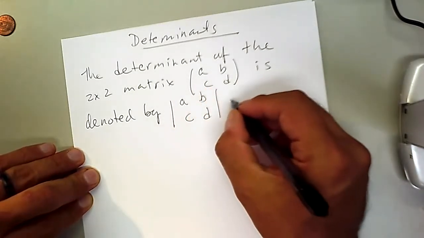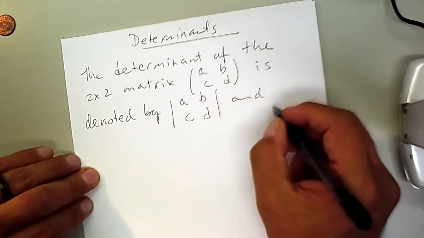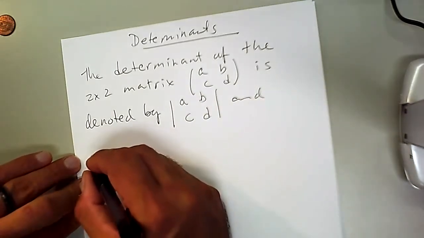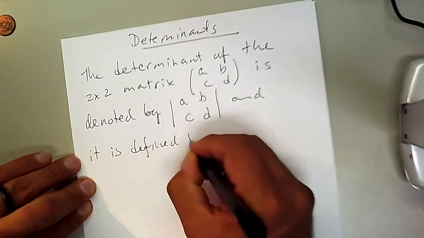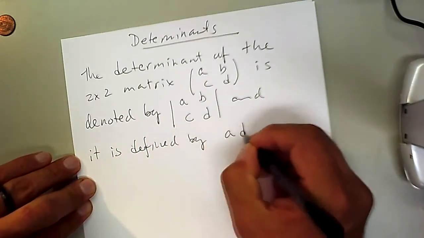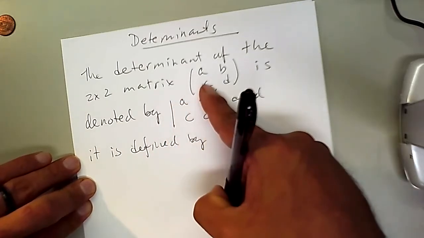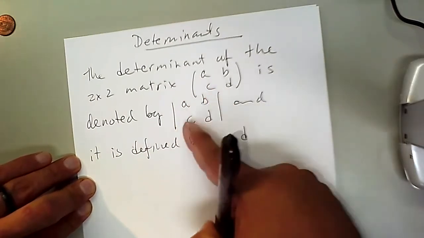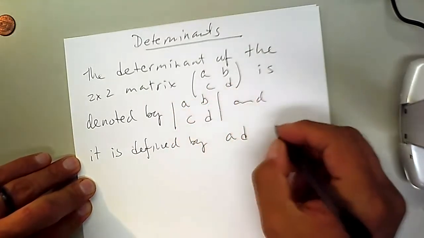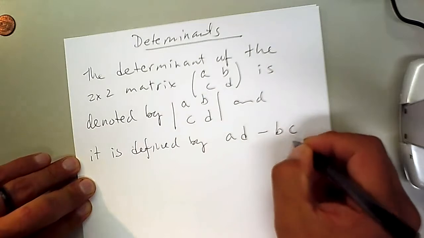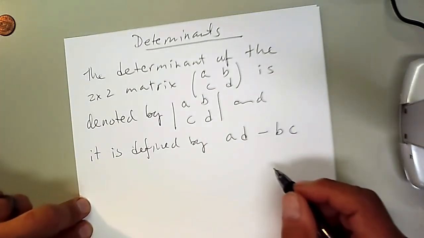And its value is defined by AD. So multiply the diagonal, this is called the main diagonal, and subtract the other diagonal, the product of the elements in the other diagonal. So AD minus BC. There. So that's it. That is the determinant.